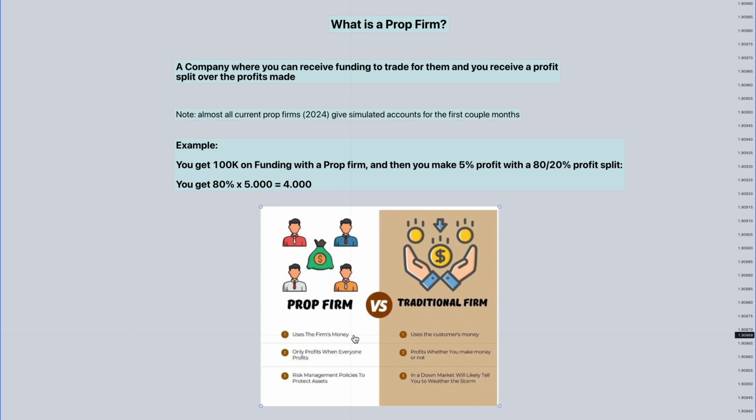Prop firms use the firm's money, only profit when everyone profits, and have risk management policies to protect assets. You will see when we dive into the challenges and the rules that there are risk management rules in place, like a max drawdown or daily drawdowns. A traditional firm uses the customer's money and profits whether you make money or not. In a down market, they will likely tell you to weather the storm. So prop firms are very nice to use, but they need to be used with intentional rules and an intentional plan. And we're going to talk about that in a second.